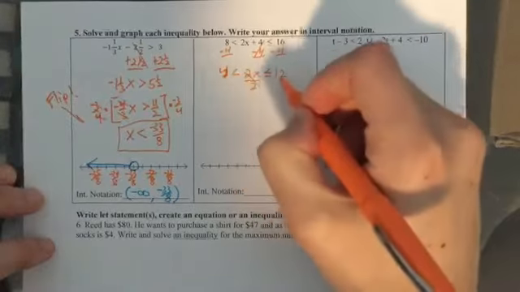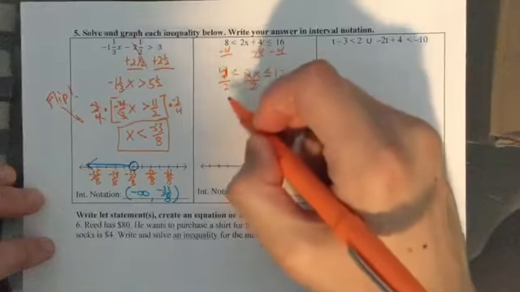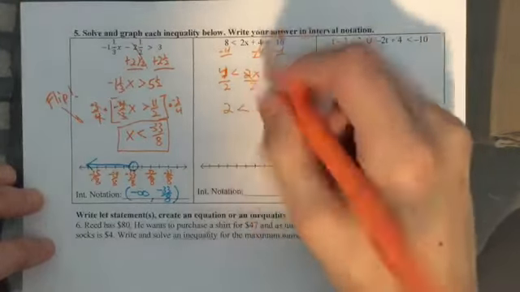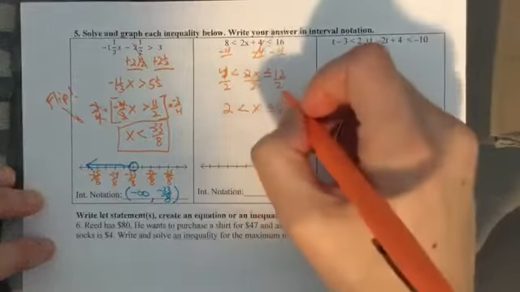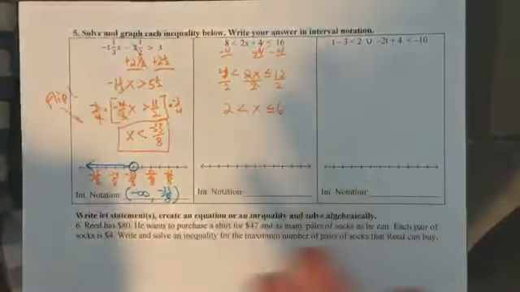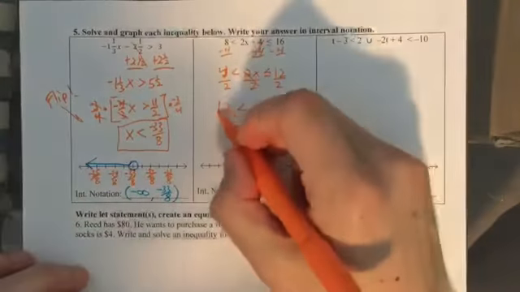Now we divide everything by 2. 4 divided by 2 is 2. 2 is less than x, and x is less than or equal to 6. Had that been a negative, we would have had to flip all the inequalities also.